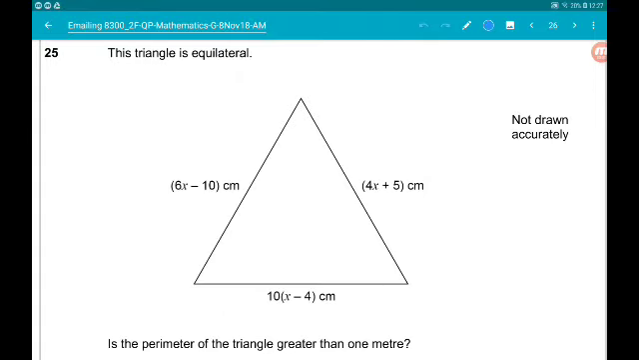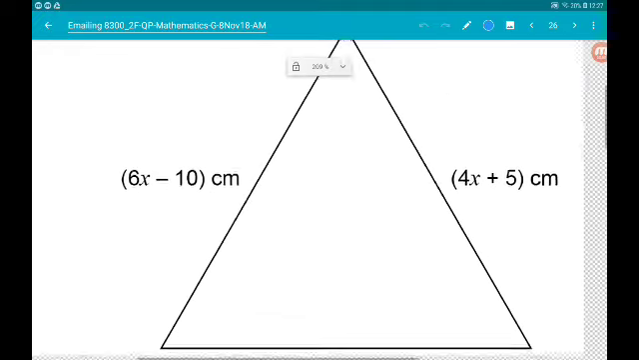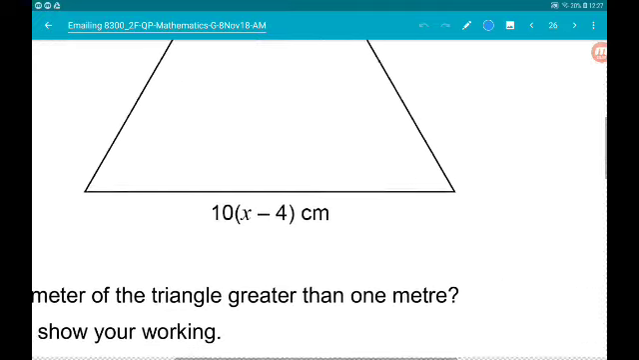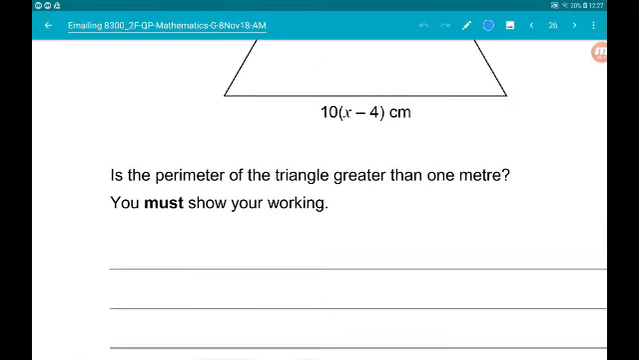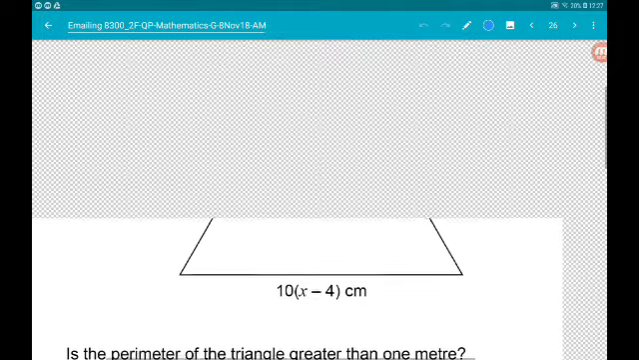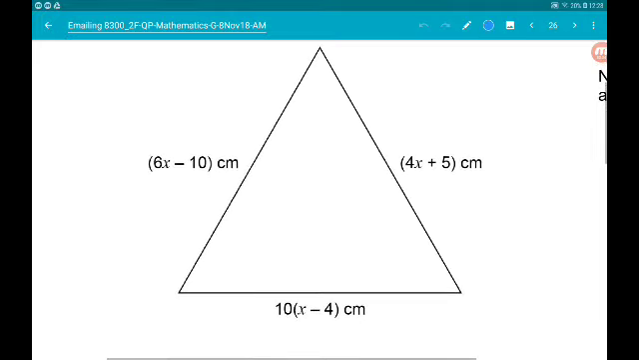Okay, 25. Here is an equilateral triangle. So we're given all the sides algebraically, and we're asked, is the perimeter of the triangle greater than 1 metre? We must show our workings, 4 marks again. So, all of the lengths are in centimetres and all of them are algebraic.